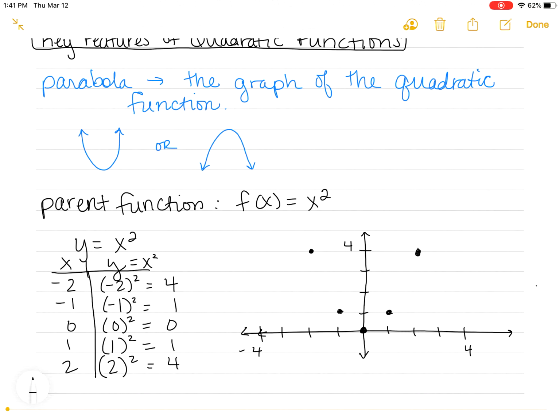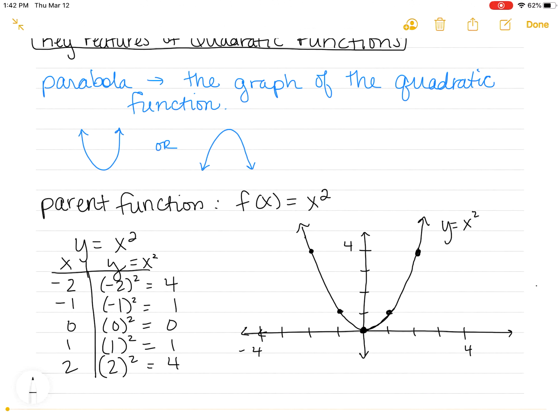All right, and I'm just going to connect those dots, and since I know it's a U shape, I'm going to curve it there at 0, 0. Obviously I can't graph that very well today. That's a little bit better. That should be a very smooth line right there. All right, so that's the graph of y equals x squared. There's your parent function for your quadratics.